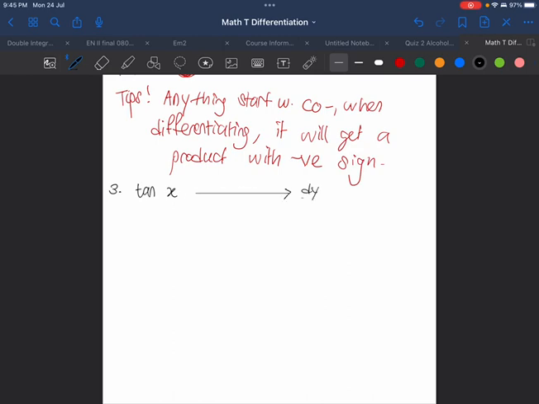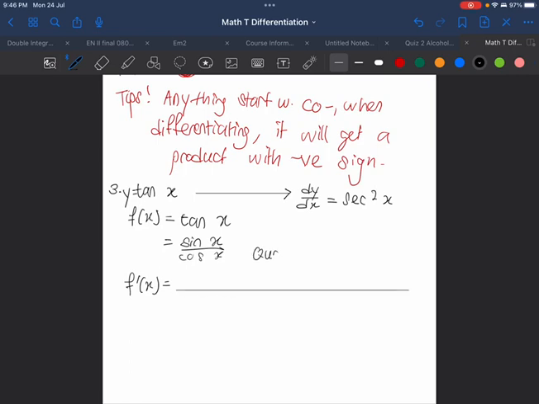Okay, now the third, we will differentiate tangent x, to become dy/dx equals secant square x. Alright, how do we differentiate it? f(x) equals tangent x. You can use the first principle of differentiation also, but in this case I would like to teach you how to use the quotient rule. Tangent is equal to sine x over cos x. So f prime x, by applying the quotient rule, the denominator becomes cos square x. We copy cos x and differentiate the numerator, which is sine x. Differentiating sine x gives cos x, since d/dx of sine x equals cos x.